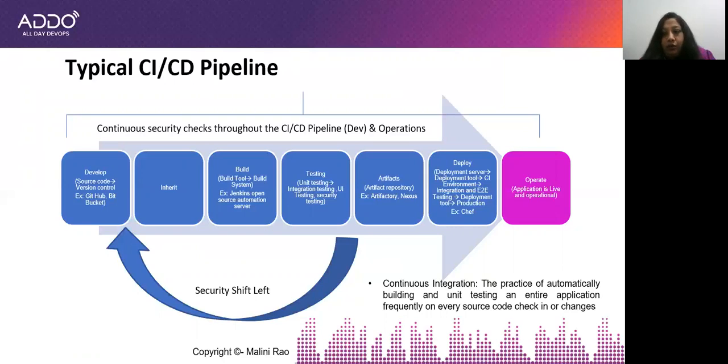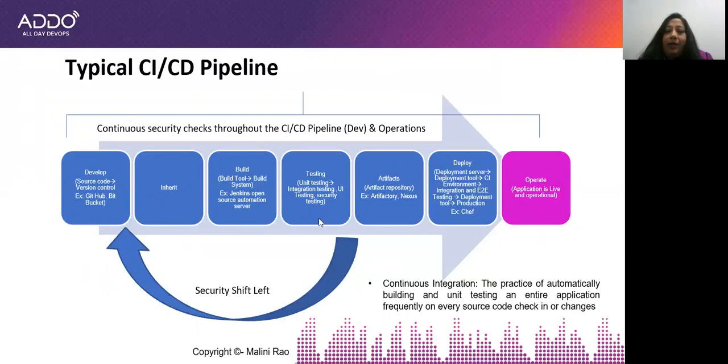Now you start doing the security testing as soon as you start developing your source code in GitHub or Bitbucket. Then you go into the build process, where you build the system using Jenkins, the open source automation pipeline. Then you do further testing, where you do unit testing, integration testing, and security testing as well. Once you go into the Artifactory repository for storing your artifacts, you go into the deployment mode using Chef or any other deployment tools that are available, and then you move into production. Once that moves to production, your application goes live and becomes operational.